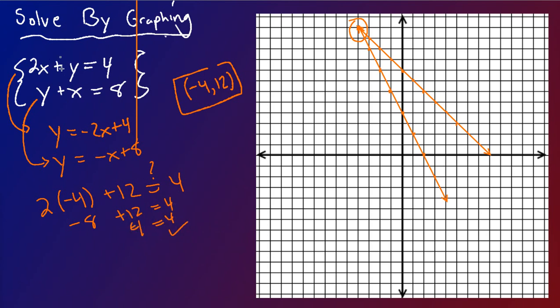But don't be deceived, just because it works in the first one doesn't mean it works in the second one. So I'll check the second one as well. So replace y with 12, replace x with negative 4. And does 12 minus 4 equal 8, I'm asking, and yes it does. So if it works, it has to work in both of them, and then it is indeed the answer. So we have done this one correct.